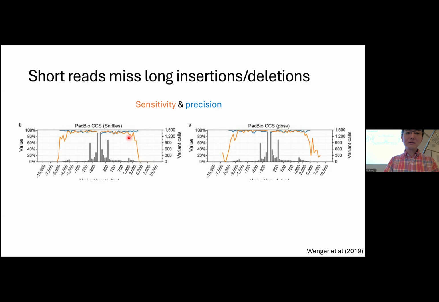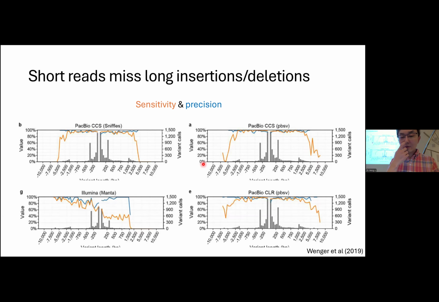Actually, this shows the long reads, not short reads, sorry. Anyway, this is the long read variant calling accuracy. You align the long reads against the reference genome and do the variant calling. You can see that accuracy, especially sensitivity, falls off around 5,000 to 7,000 base pairs, and the precision becomes a lot lower.